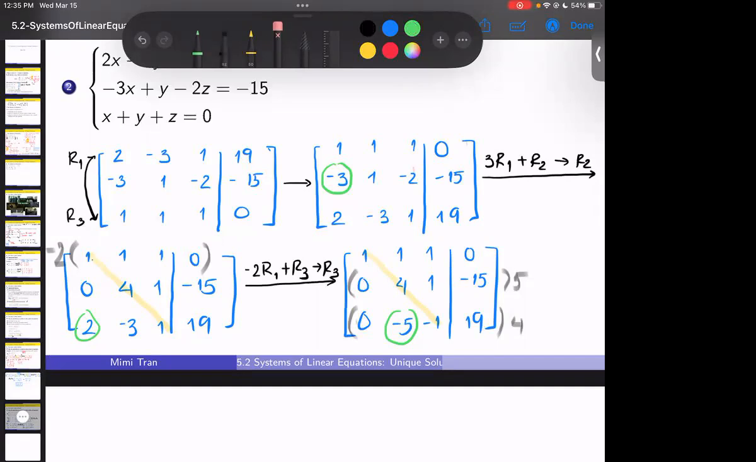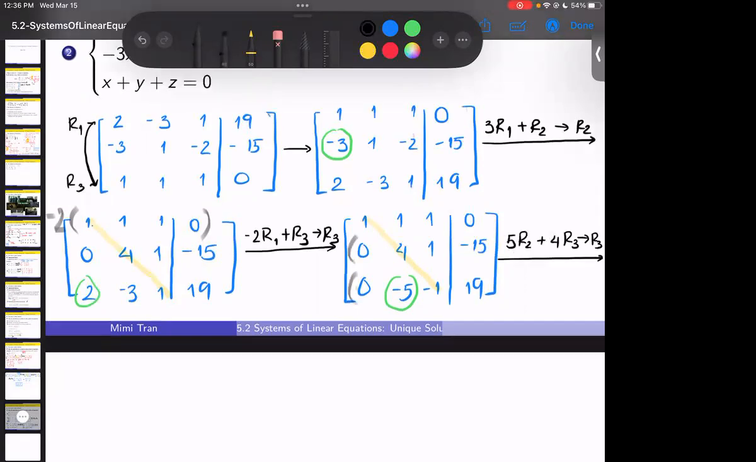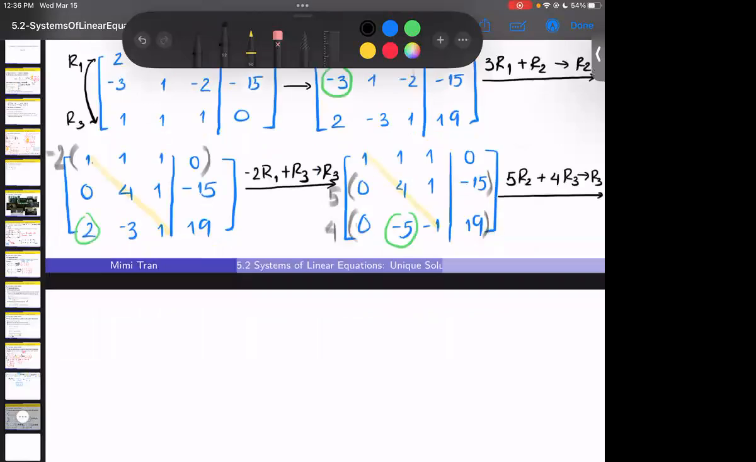Like I said, it's getting hairier as we move on. So here is the instruction. You take, let me erase that. You take 5 times row 2, add to 4 times row 3, and you got new row 3. First row stay the same, 1, 1, 1, 0. 5 times 0 is still 0, plus 4 times 0 is still 0. The second row stays the same also. The only thing change is the third row. 5 times 4 is 20, plus 4 times negative 5 is negative 20, so 0.